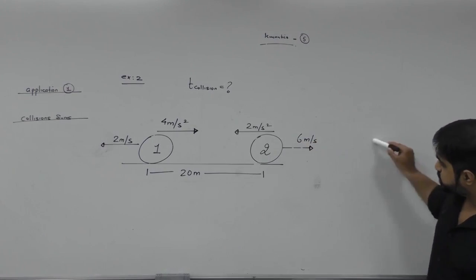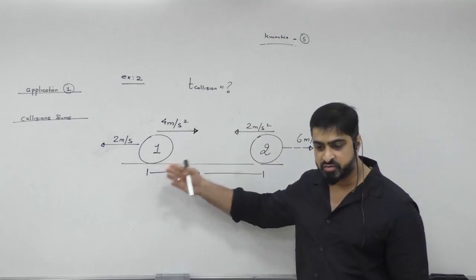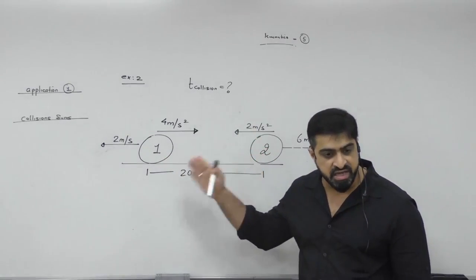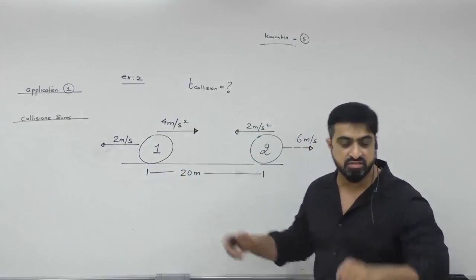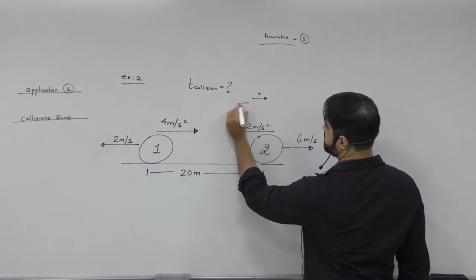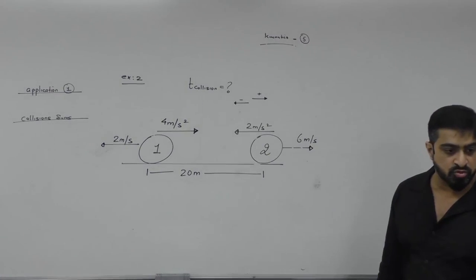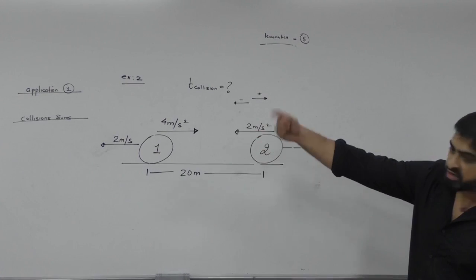Can I say S2 plus 20 is S1? Then you apply S is ut plus half at square for both, and take their proper signs. This direction will be plus and this direction will be minus. So according to that you can solve also. That is the absolute method, but I am solving over here by the relative method.